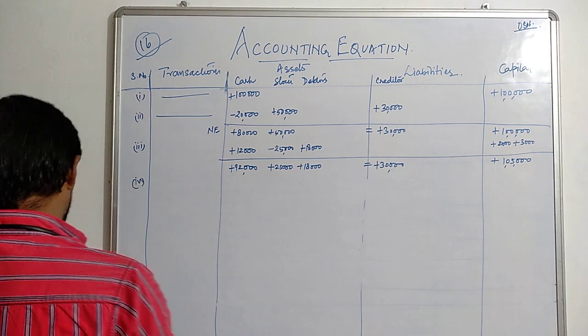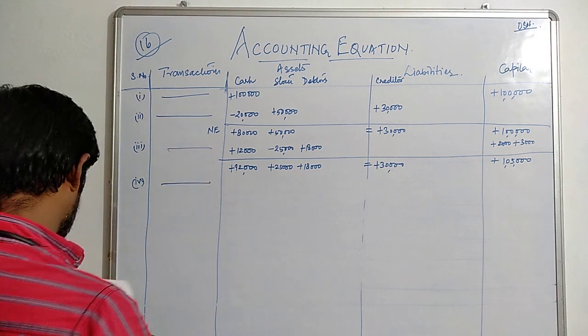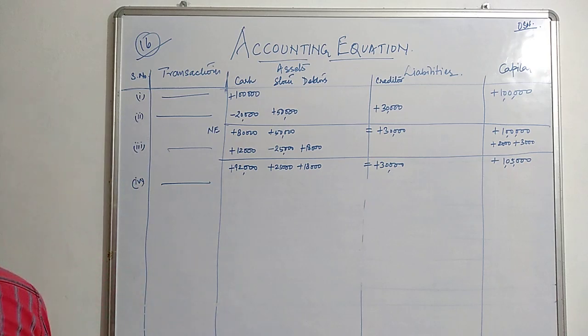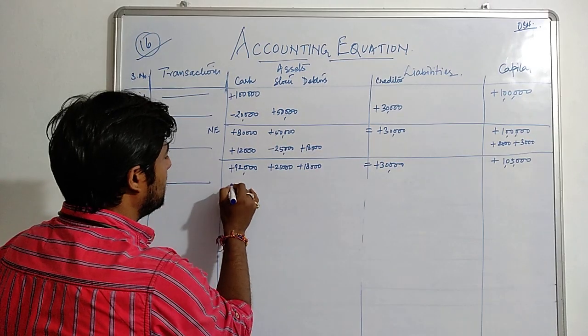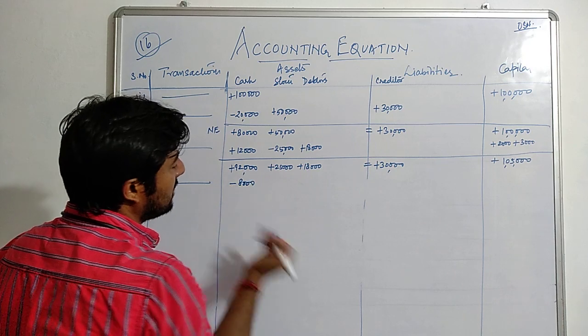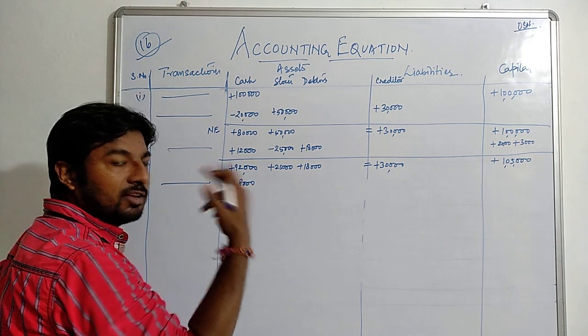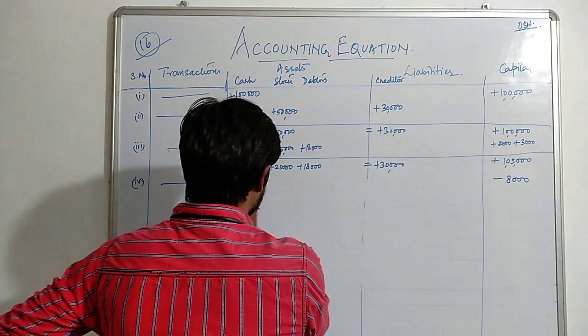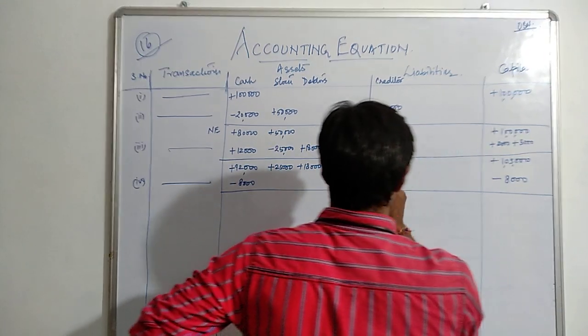Now see the fourth transaction. What is the fourth transaction? Fourth transaction is paid salaries rupees 8,000. When you are going to pay salary, how will you pay? Through cash only. The salary is what? Expense. So we are going to decrease the capital by rupees 8,000 also.